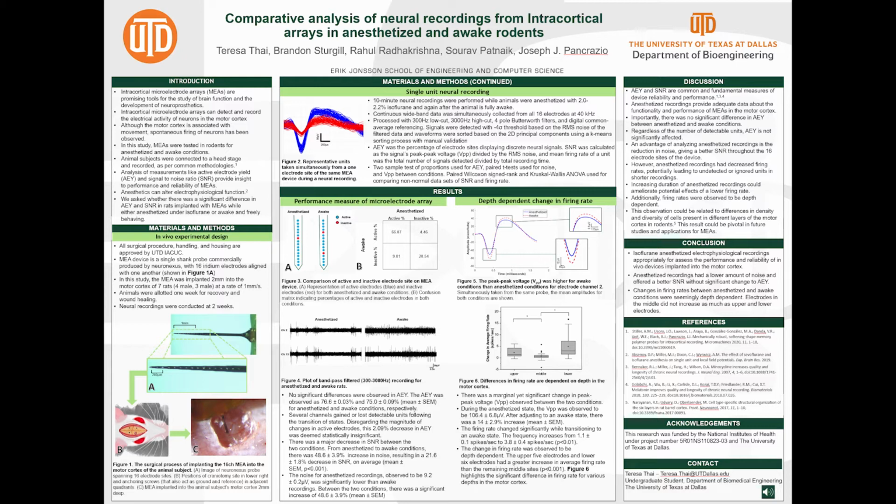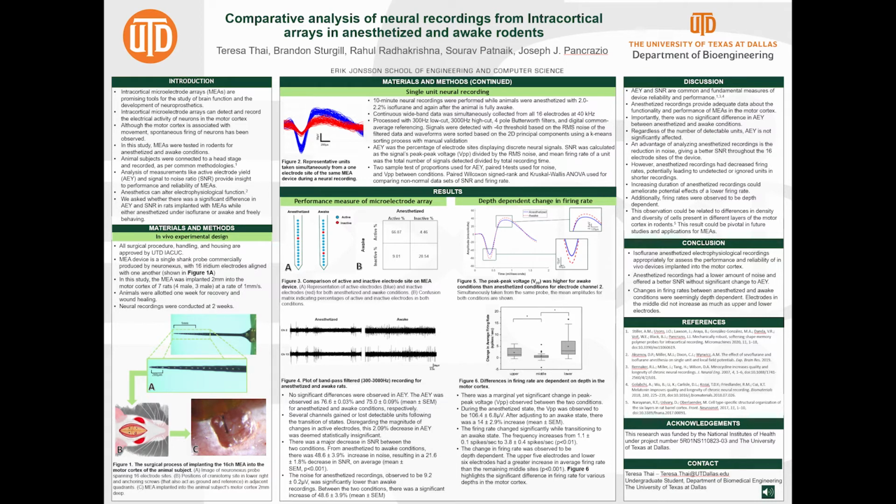The probe was divided into 3 groups: the upper 5, the middle 5, and the lower 6 electrodes. Notably, the upper and lower electrodes had a greater increase in mean firing rate than the middle ones. All in all, on average, the anesthetized neural recordings offered a similar active electrode yield, higher SNR, as well as significantly lower noise and peak-to-peak voltage.